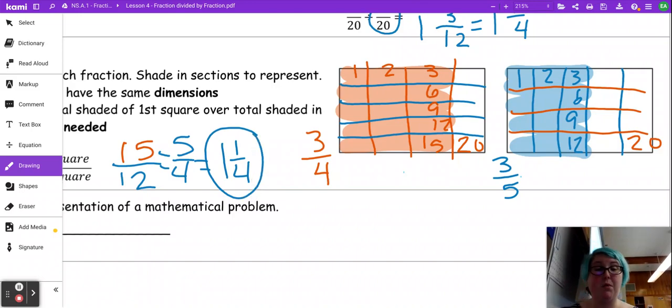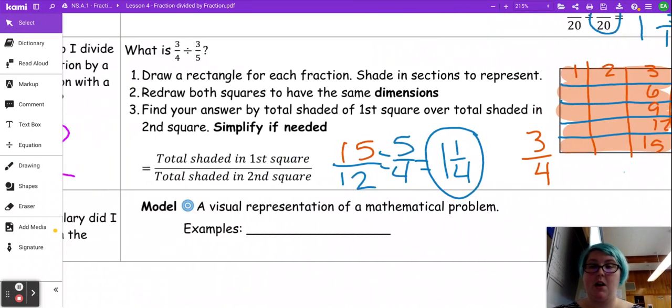So you'll notice both models gave us the same answer, so it doesn't matter which one you like better. You just have to use it and show it on your MCQ and our standard check. So once again, folks, there is a model down there. Draw or write an example.